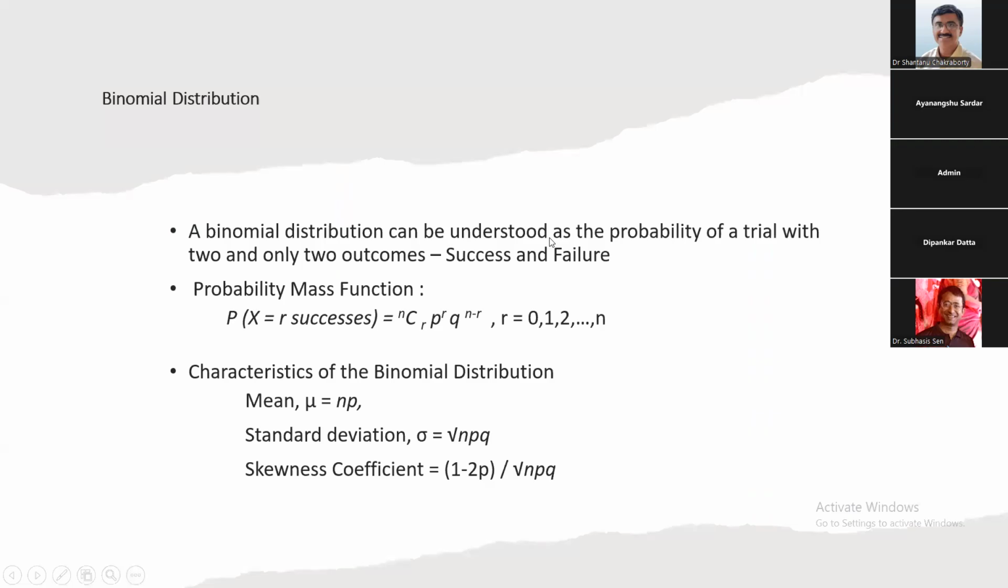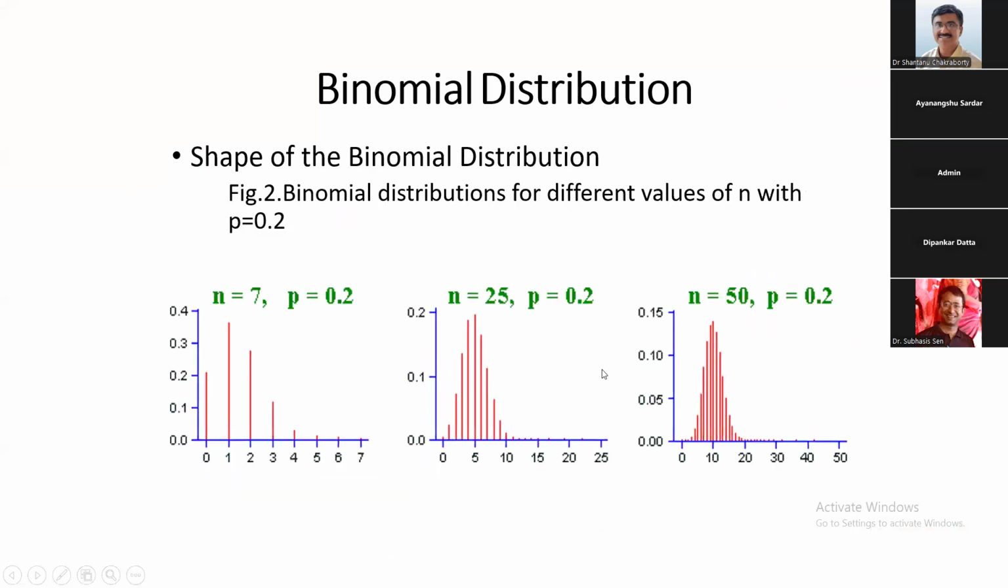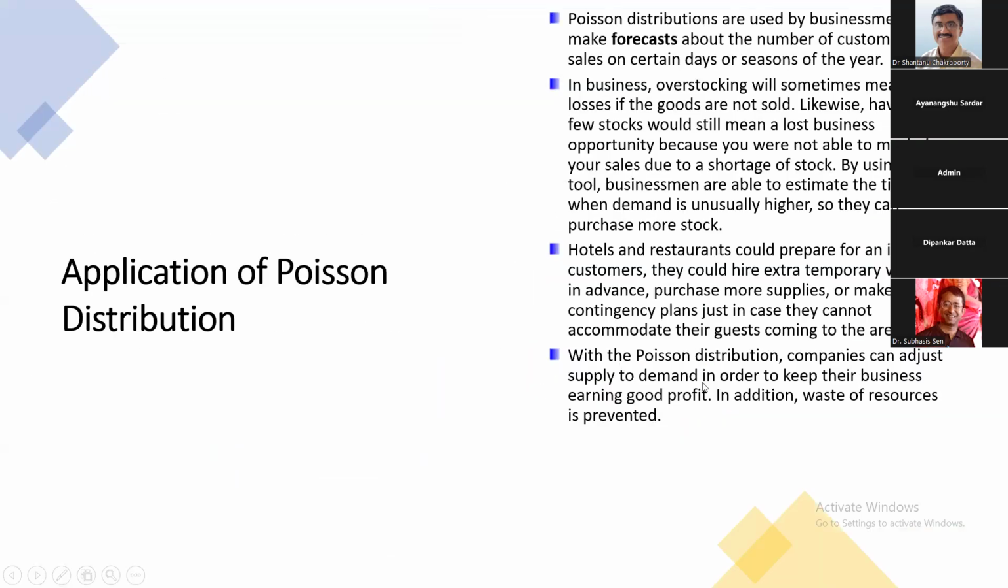And I'm not going into detail. That is the binomial distribution. This is the binomial distribution figure. This is binomial distribution property, Poisson distribution, and approximate application of Poisson distribution. It is given where we can apply Poisson distribution. Everything is given. After getting your PPT, just read it.